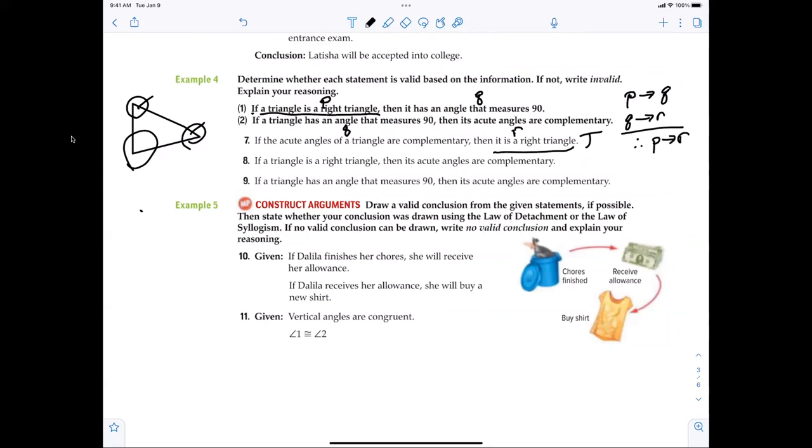If a triangle is a right triangle, then the acute angles are complementary. That's true, even though we didn't have to do it. I appreciate it. If a triangle has an angle that measures 90, then the acute angles are complementary. True, right? All right.